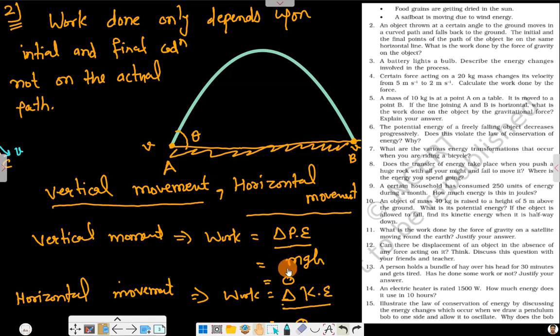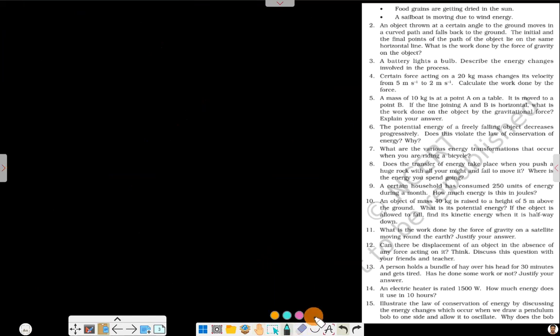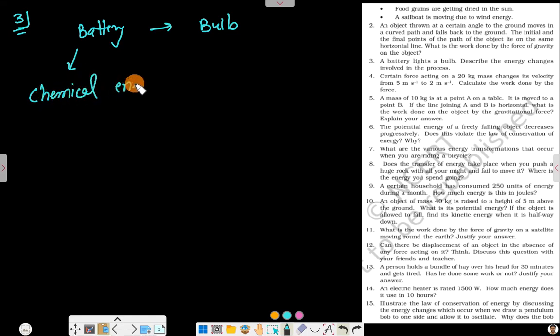Now moving to question number 3. A battery lights a bulb. Describe the energy changes involved in the process. So here we have a battery, and with the battery we light up a bulb. Now what type of energy does the battery have? In the starting, the battery has chemical energy. That chemical energy gets converted into electrical energy.